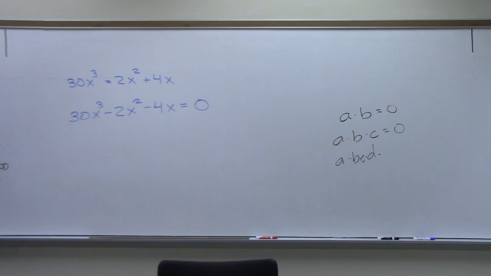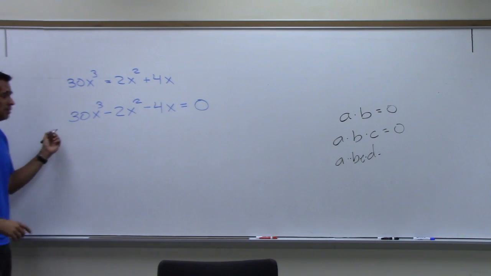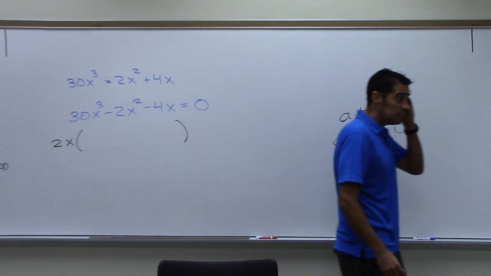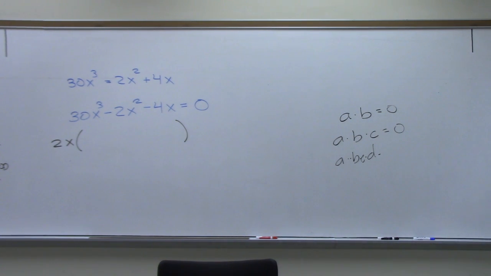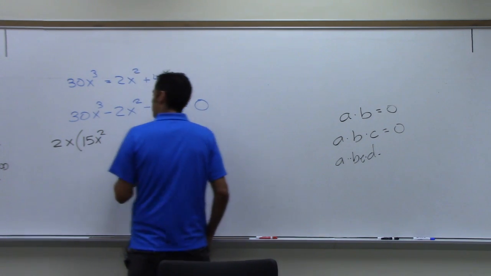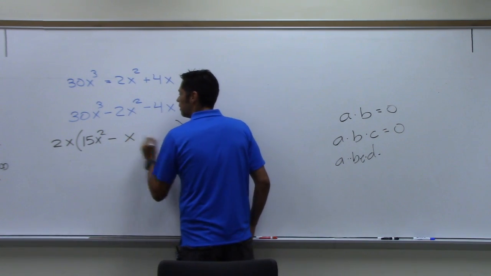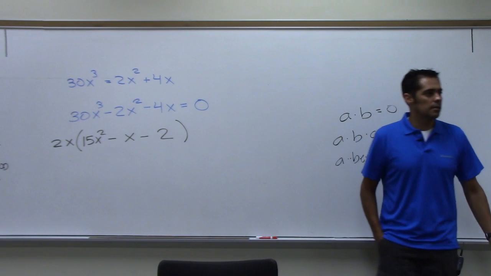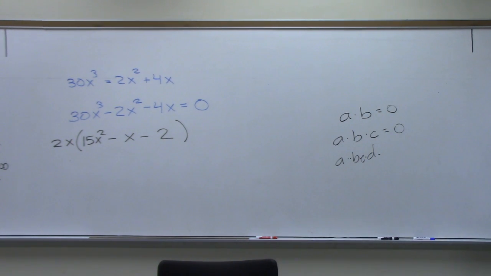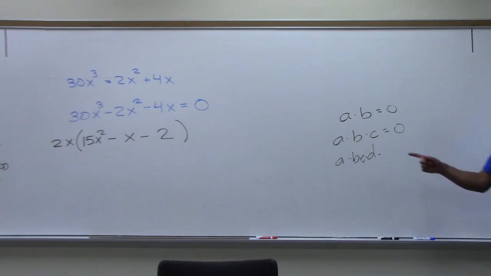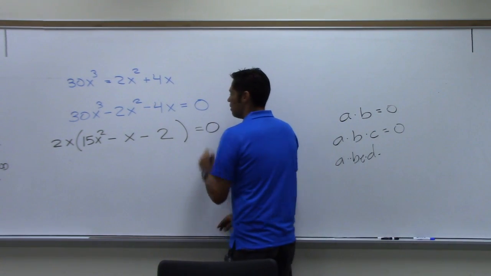What is it? 2x. We can actually pull 2x out, can't we? So 2x comes out. How many terms will we have in there? 3 terms. What are they? 15x squared minus x minus 2. That good? Everybody with me? What am I missing here? Equals 0. Let's not forget we have an equation.